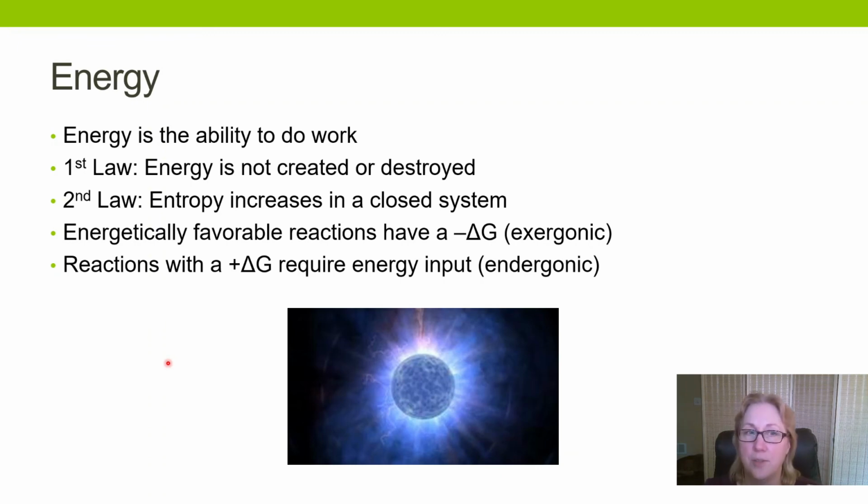Yes, and that also means that if you want to decrease entropy, like build things up from smaller molecules, make DNA from nucleotides, that means you have to add energy. If you're trying to decrease entropy, you need to input energy into the system. So spontaneous reactions are energetically favored. They have a negative delta G. They are downhill. They release energy. Reactions with a positive delta G require energy to be input into those reactions in order for them to go.